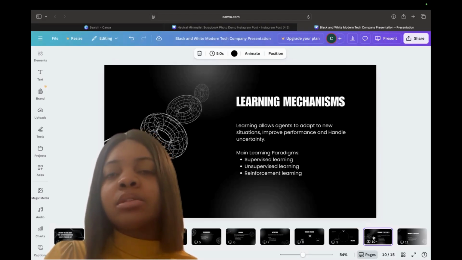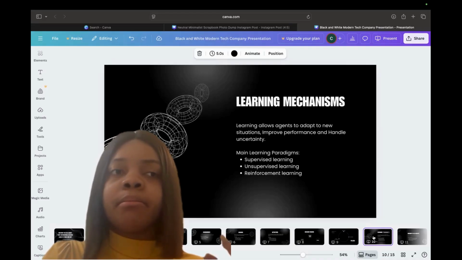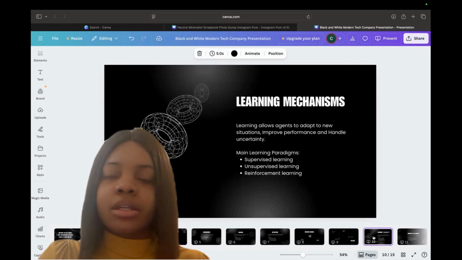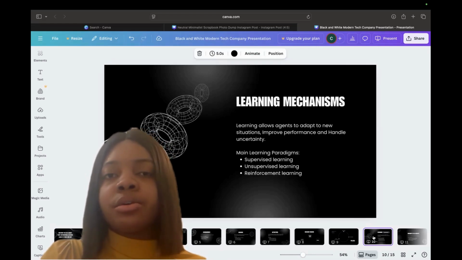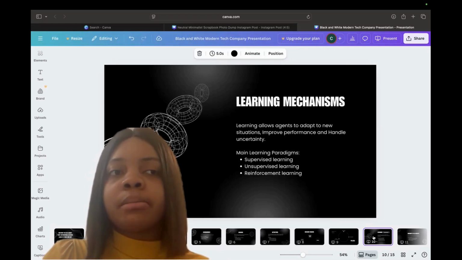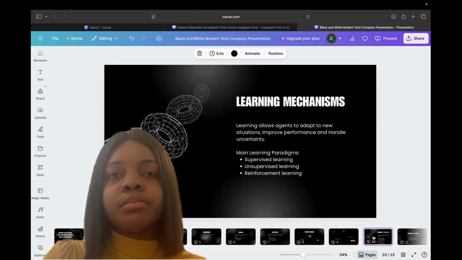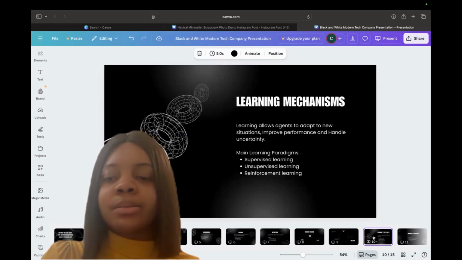Most modern models work with these three paradigms. They combine the three to be able to build more robust models.